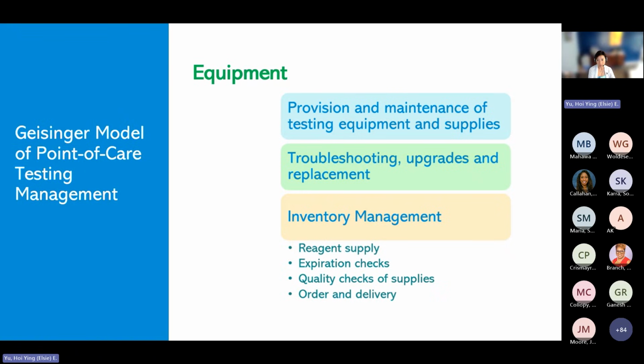There's a lot of inventory management that occurs for point of care testing. Some of it includes the reagent that we talked about, but it also includes making sure that nothing expires. So my team does floor checks on a monthly basis, and they also check the quality of the supplies. All the reagent actually comes into my central team, and when the floor needs additional orders, they order from us so we can have better control of the quality.